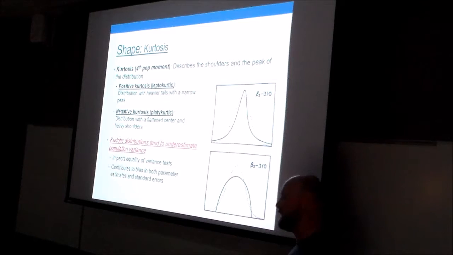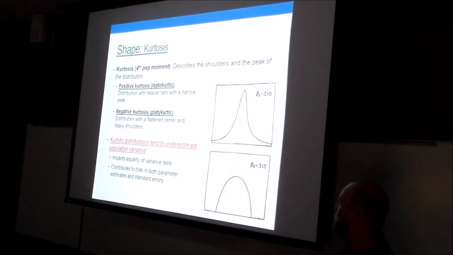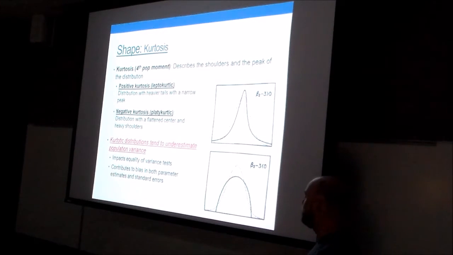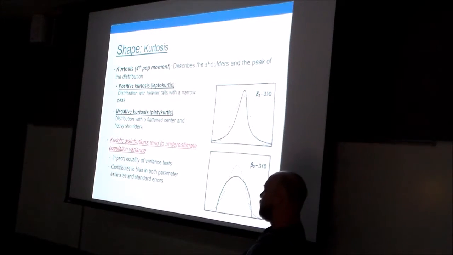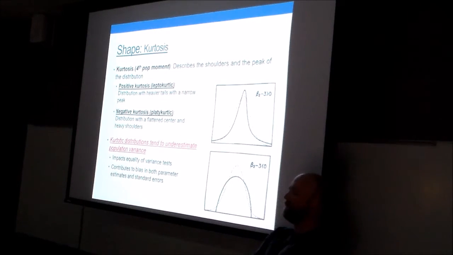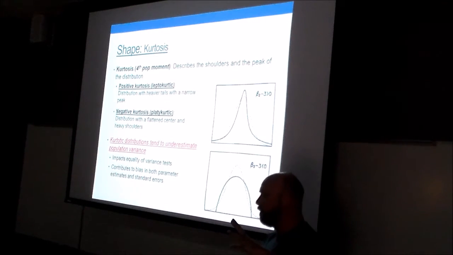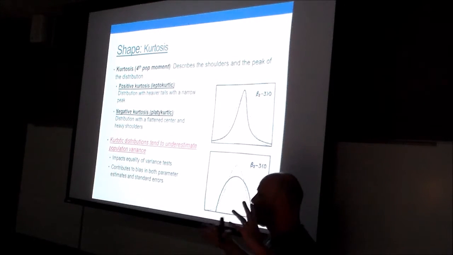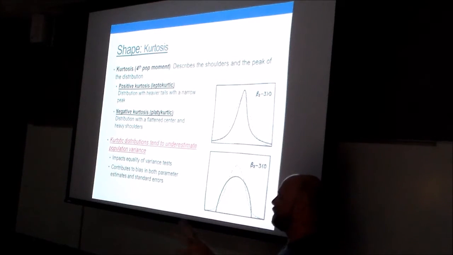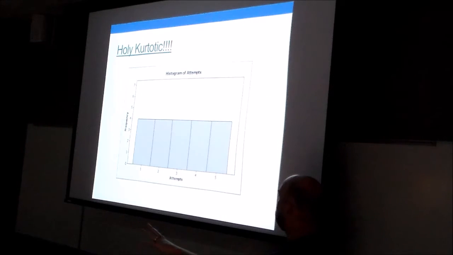This impacts our equality of variance tests that we'll go through and talk about with our mean-based stuff, and can, in certain cases, introduce bias into our parameter estimates, standard errors, and things along those lines. Kurtosis ends up being, as we get into the regression-based stuff, something that we want to take note of, particularly in smaller samples. So, people have a conceptual picture of skew and kurtosis? Skew's easy, kurtosis, people got that? Okay.